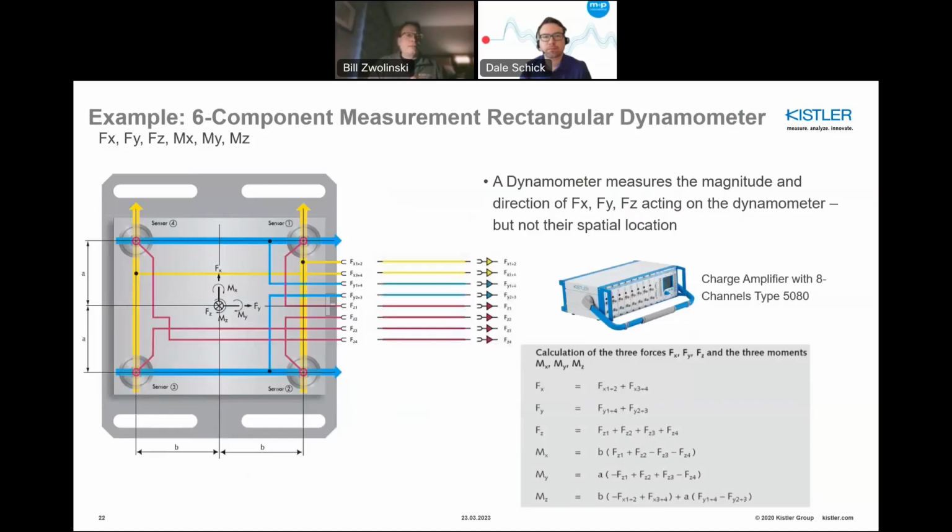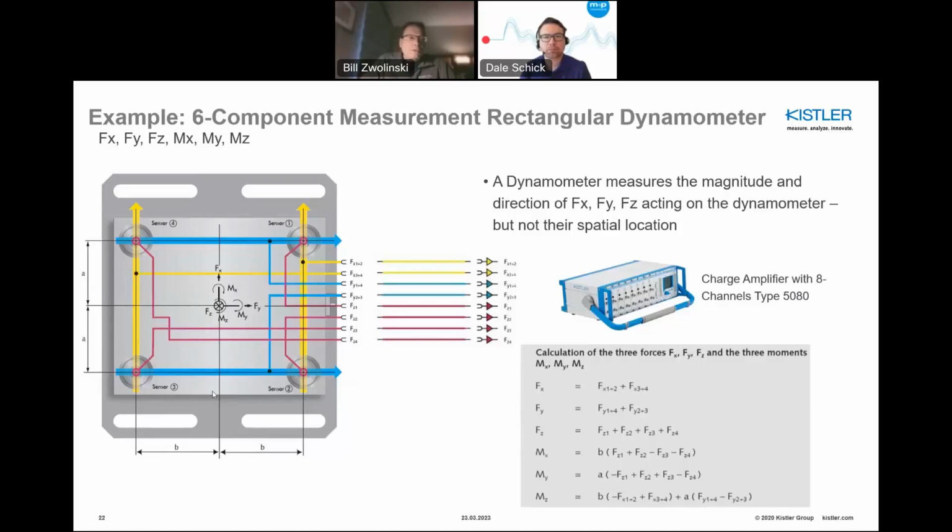So this is what a dynamometer, a simple rectangular or square dynamometer, might look like. You have four 3-component force sensors. That's 12 signals total. You have an A separation, which is the separation from the center of the sensor to the center of the dynamometer, and a B, or vertical separation is A, and the horizontal separation is B, which is from the center of the sensor to the center of the dynamometer.